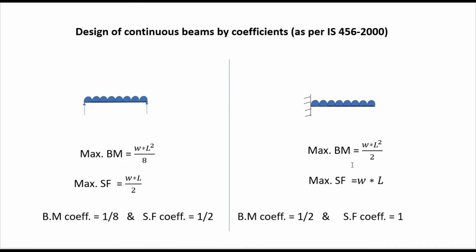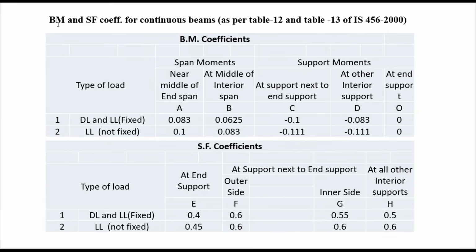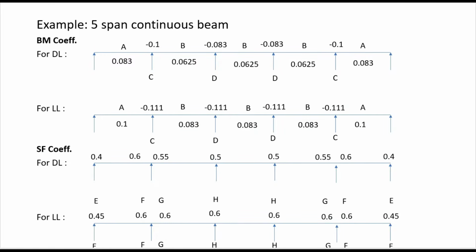In a similar way, the IS code has prescribed the bending moment and shear force coefficients for continuous beams in Table 12 and Table 13 of IS 456-2000. Let us understand these tables with the help of an example.